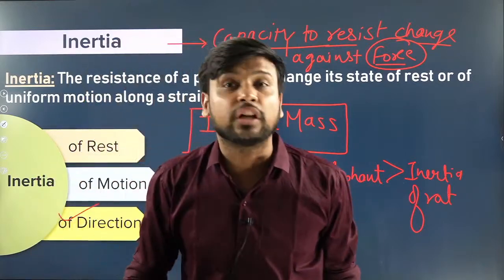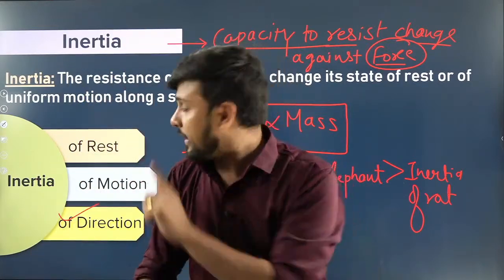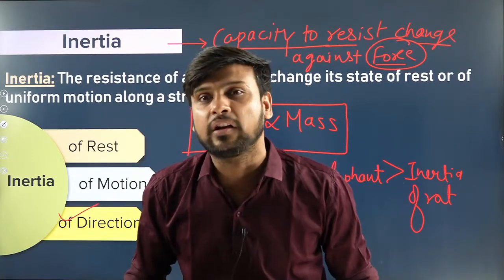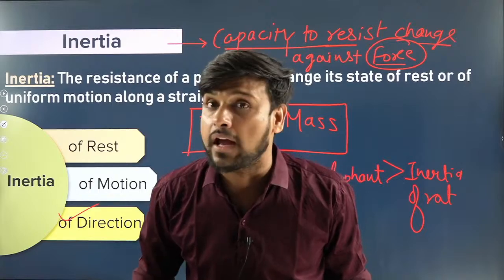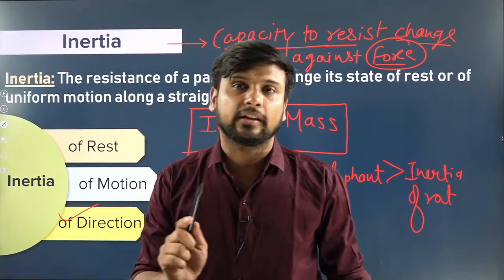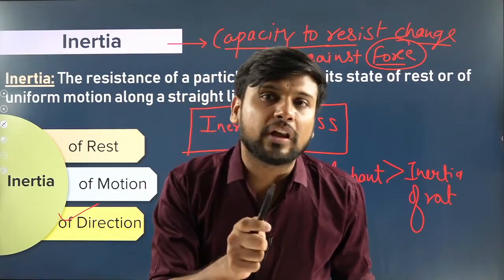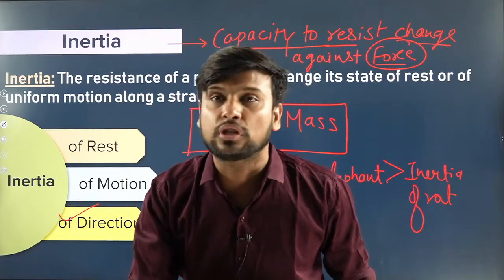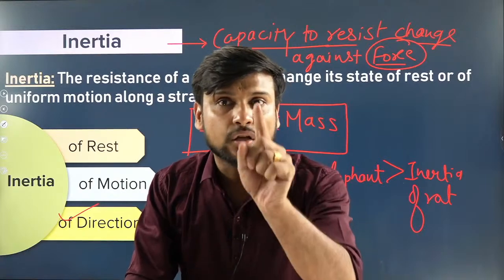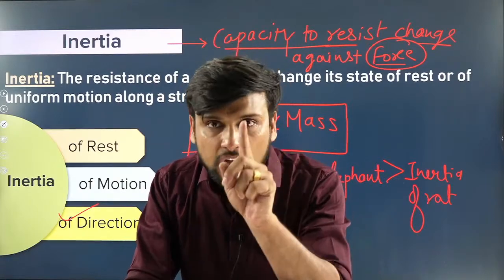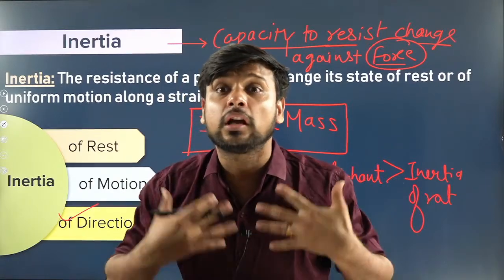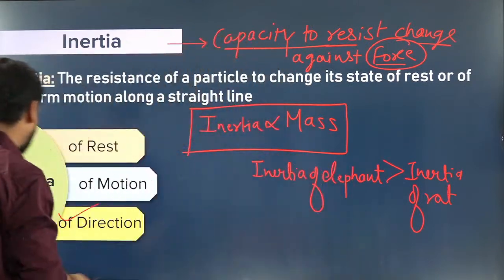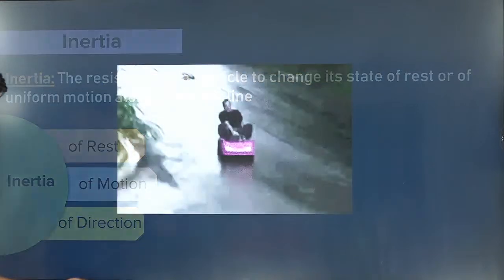And we have three types of inertia. What did we say? Inertia of rest, inertia of motion, and the third one is inertia of direction. I hope you are getting this. And I have told you one very important thing: inertia is directly proportional to the mass of the body. The more the mass, the more inertia the body will have.